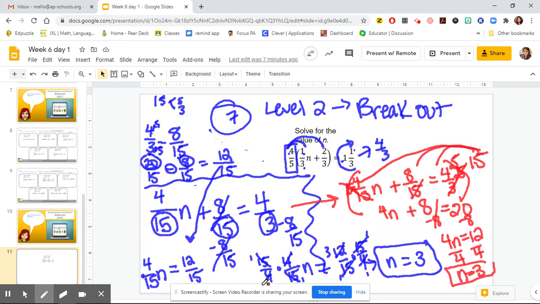All right. I would not recommend that you change these fractions to decimals because some are repeating decimals, so then your answer will be an approximation. But with multiplying fractions, you just multiply across. And for adding or subtracting, you need a common denominator, like we did here with these 15s. All right, that one was a really hard problem, but that was number 7 on the level 2 for the breakout.